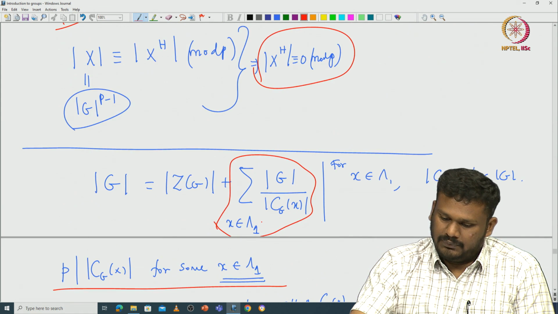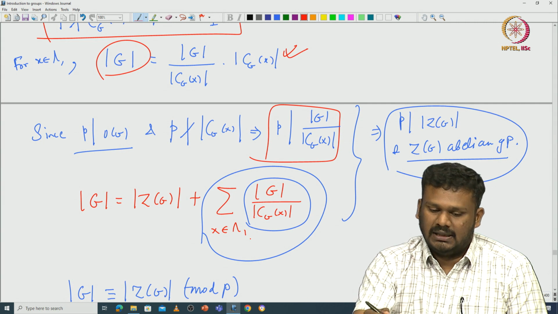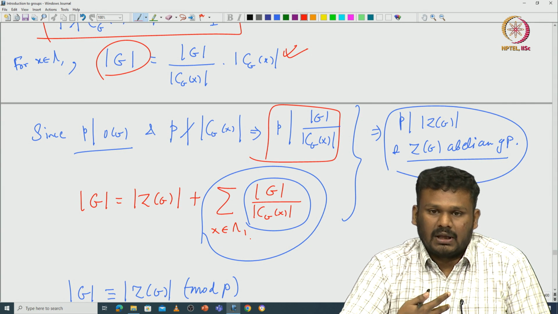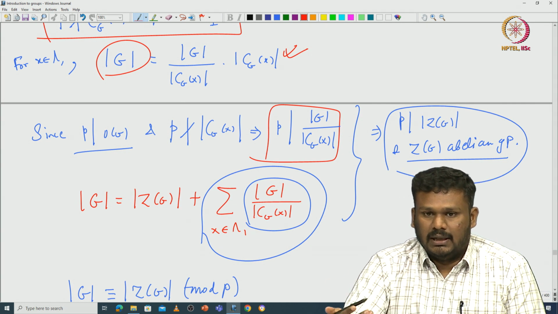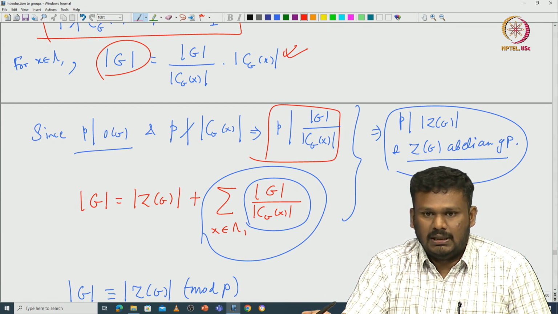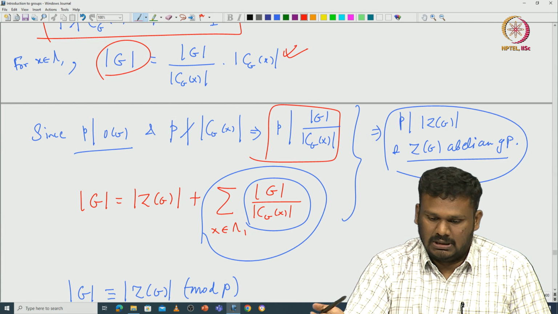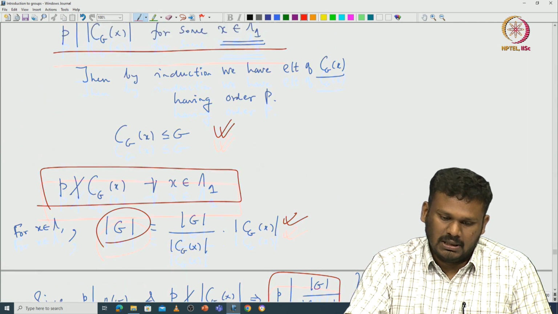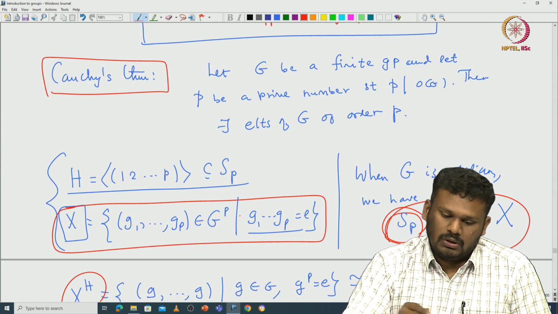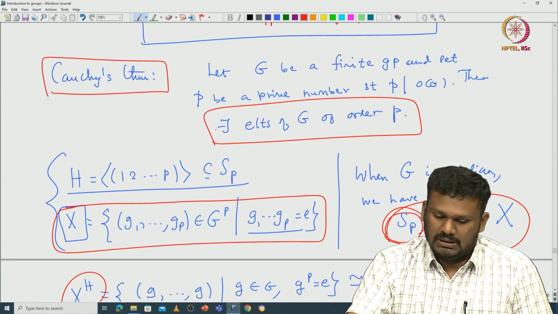But unfortunately, because we are working with only subgroups here, capital G is a group and the center or C_G(x), all of them are subgroups. So you have to actually collect everything together to prove that the number of elements g in G such that g^p is identity is congruent to 0 modulo p. So you have to group them all together. There could be some intersection and so on. So that leads to some complication in proving the cardinality is congruent to 0 modulo p. But if you just want to prove that there exist elements of order p, then this proof actually does the job.